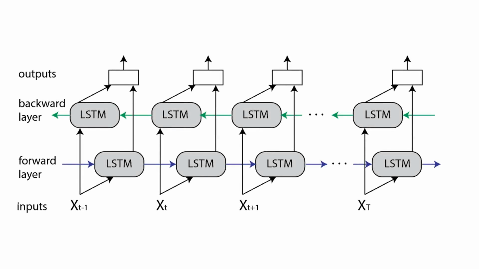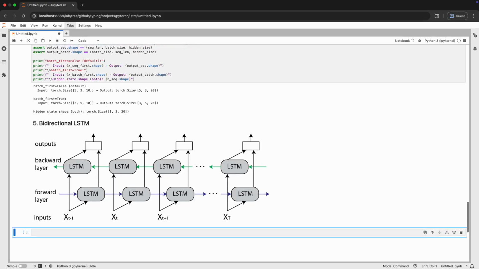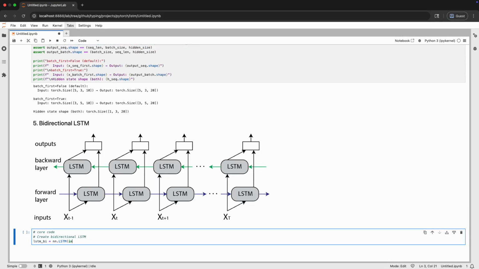This diagram shows how bidirectional LSTMs work. In a bidirectional setup, we process the sequence in both forward and backward directions simultaneously. The forward LSTM reads from the beginning to the end, while the backward LSTM reads from the end to the beginning. This allows the network to have complete context at every time step, combining information from both past and future. Let's implement a bidirectional LSTM.